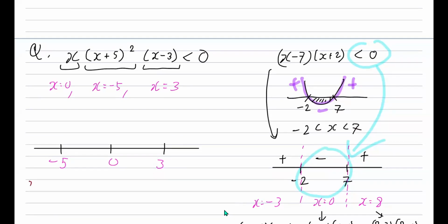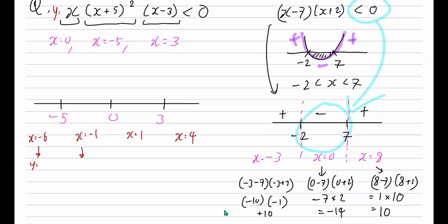Say x equals -6. What's a good number? x equals -1. x between 0 and 3: x equals 1. Bigger than 3: 4. Then find the corresponding y value. Let's just call this y equals. What's the y? If you want to be smart, you can do the following.